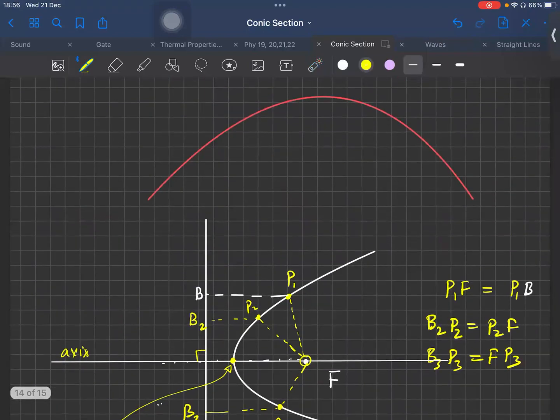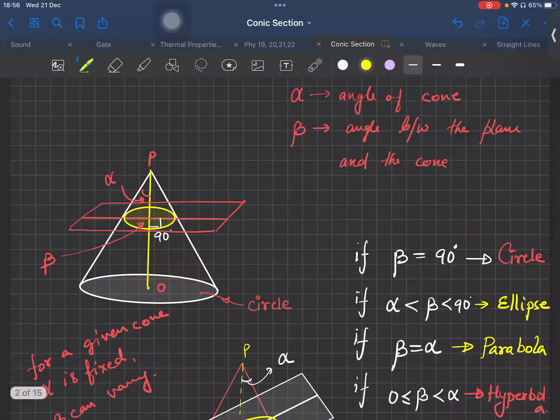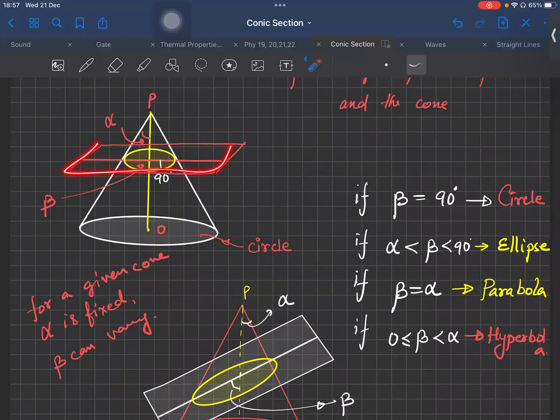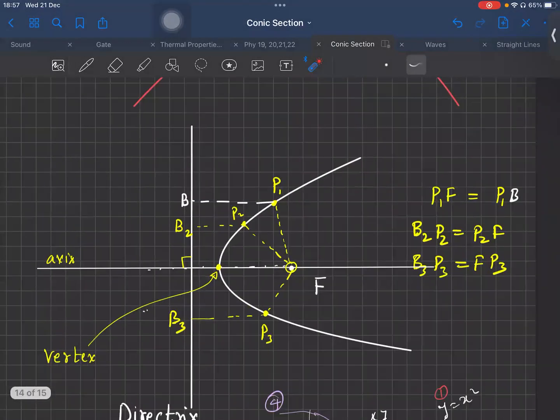Also, from conic section, what do we know? What should be the value of beta to be a parabola? Remember? See the first page. If this is a cone and you slice this cone by this plane, the plane will make an angle beta. If that beta is equal to 90 degrees, we say that it's a circle, and alpha is the angle of the cone. When alpha is equal to beta, that means the plane slices such that angle beta is equal to angle alpha, that time it will make a parabola. So alpha should be equal to beta with respect to a cone, then it is called a parabola.